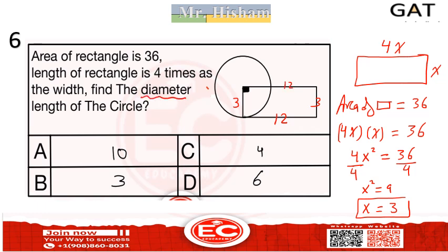Now, what is the diameter? We know that the diameter is twice the radius. So it's 2 multiply 3, which is equal to 6. So the right answer is D. If this side is 3, so this side is 3, so the whole diameter is equal to 6.